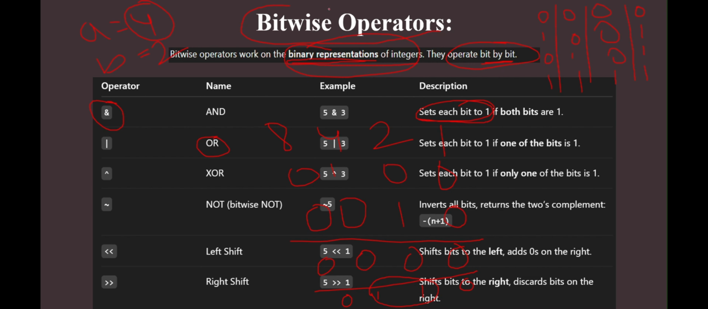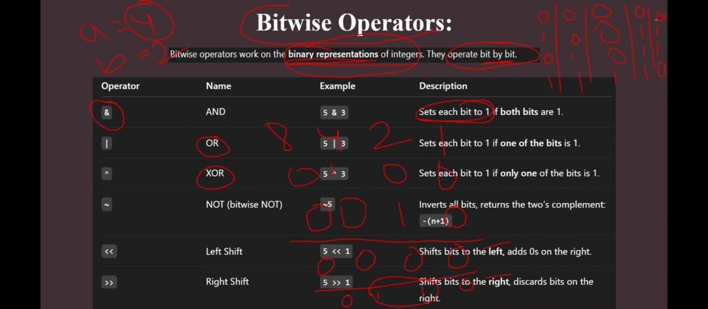Okay, so I hope the bitwise AND is clear, and the bitwise OR is clear. The next operator that we have is the XOR. XOR is basically, if only one bit is 1, I'll consider it as 1. That means where both the values are 1, it will be 0. Where I have a single bit as 1, I'll get 1. Otherwise, I'll get 0. If both the bits are present, I'll get 0.